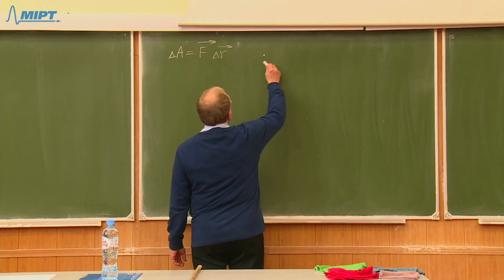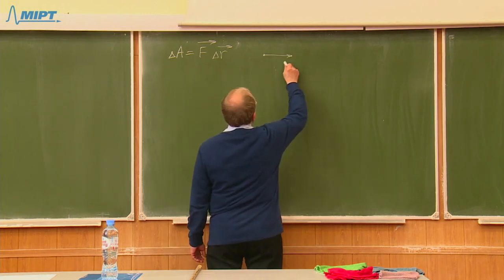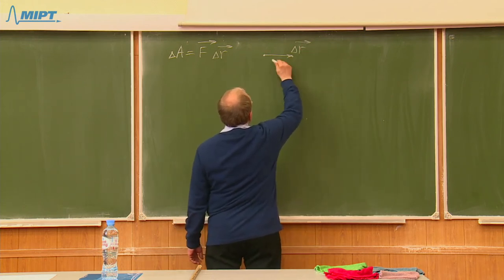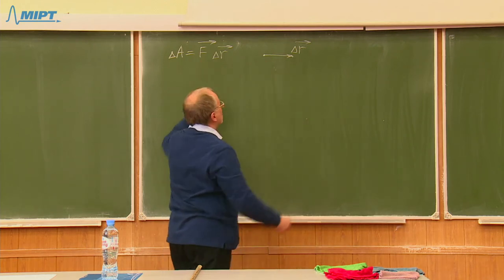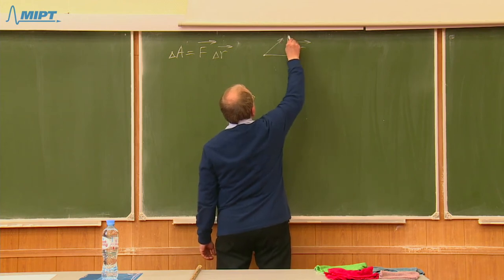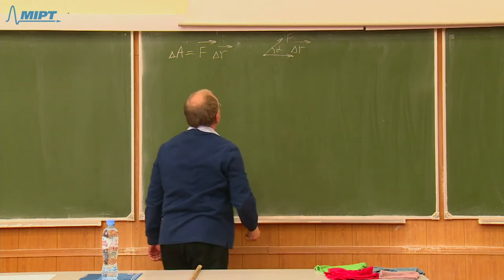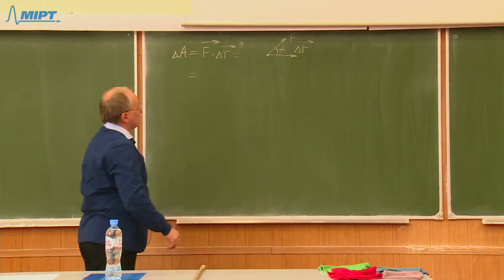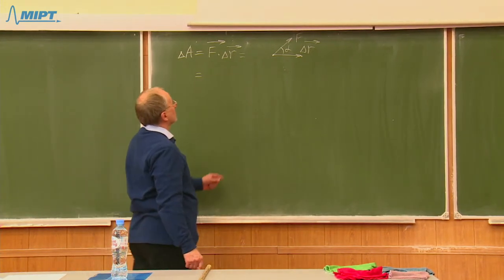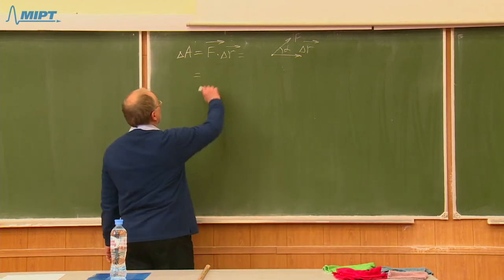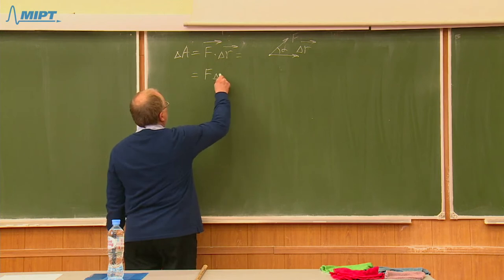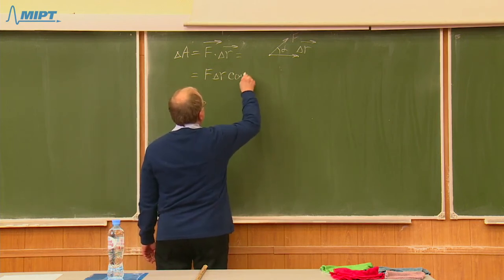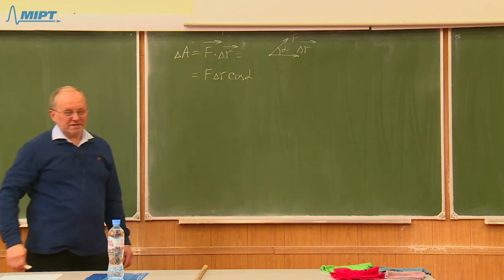So if we have a material particle which is displaced from its original position to some final position, and if vector F was acting on this particle during all the time of displacement, then by definition, work is the scalar product of these two vectors, the net force acting on the particle and the particle displacement. And according to definition, the scalar product is the product of the magnitudes of these two vectors by cosine alpha, where alpha is the angle between the two vectors.